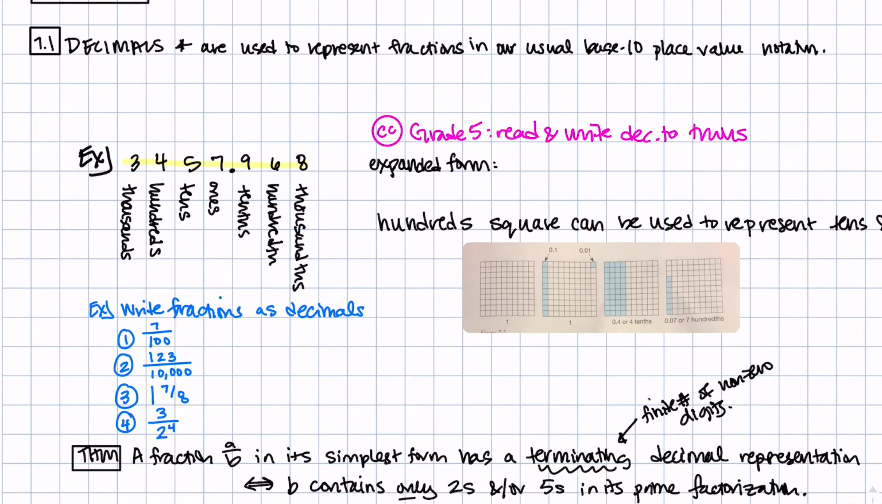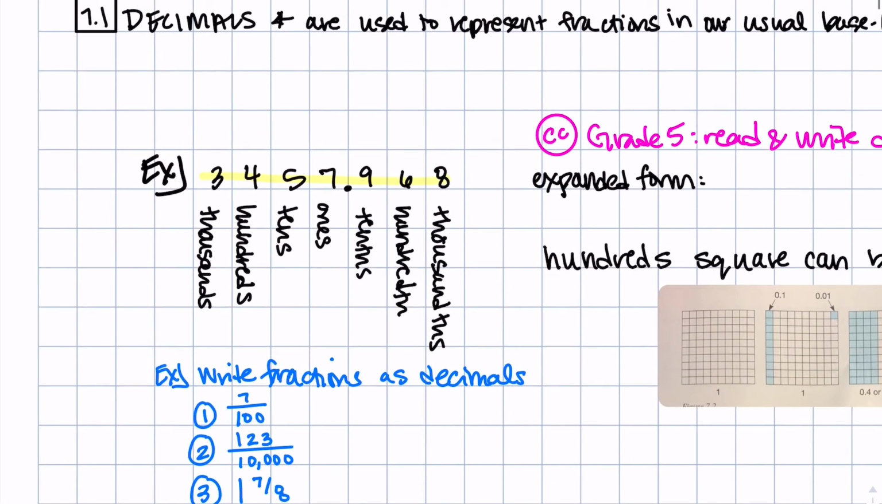3,457 and 968 thousandths. Okay, so here we have kind of listed all of the places below, and we can think of this similarly to how we did in an expanded form when we weren't looking at decimals, when we were just looking at whole numbers.